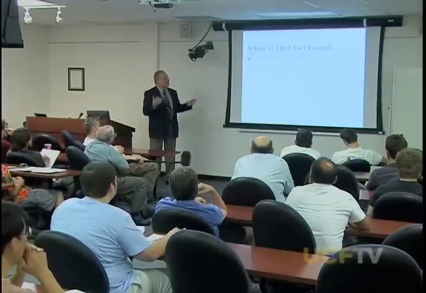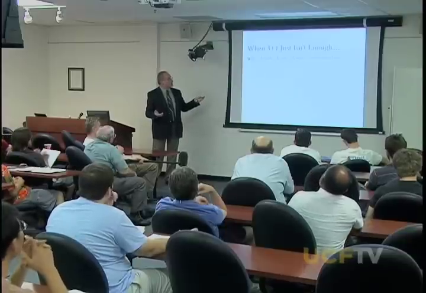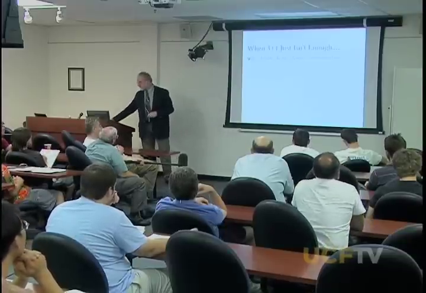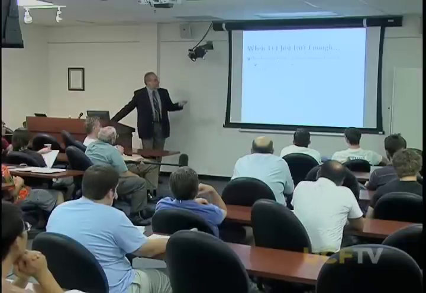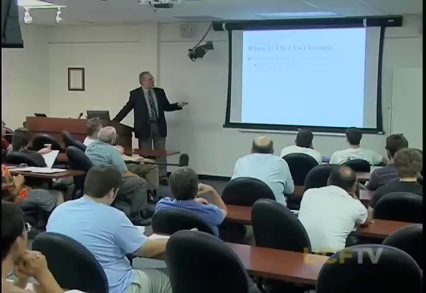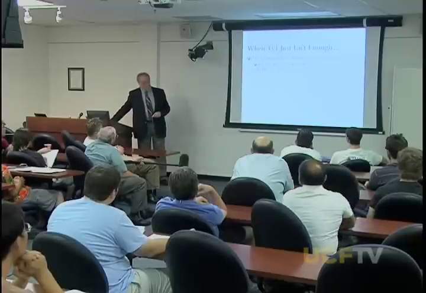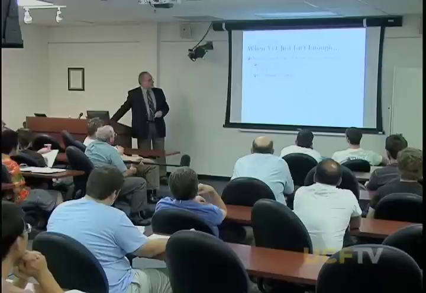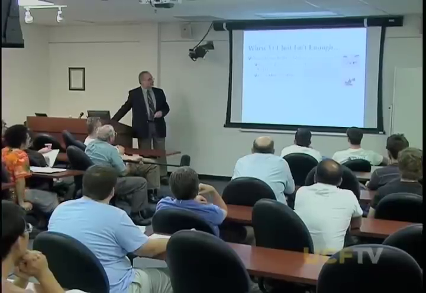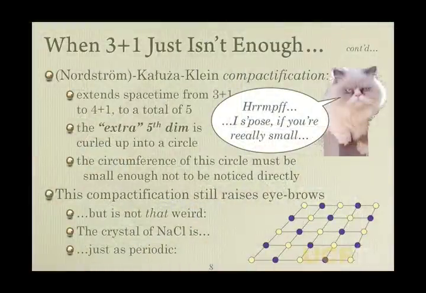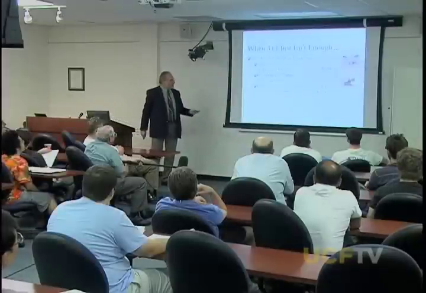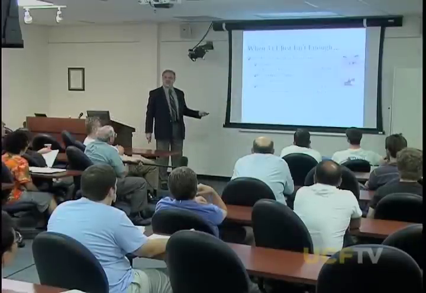So I was going to describe a little bit more what does this Nordstrom-Kaluza-Klein compactification entail. So first of all, I said that you have to extend the 3+1 dimensional space-time into 4+1, so a total of 5 dimensions. Then that extra 5th dimension is curled up in a circle. And again, the little curmudgeonly kitty shows up and complains about it. And well, the circumference of this circle, it must be very small if I'm not able to detect it directly.